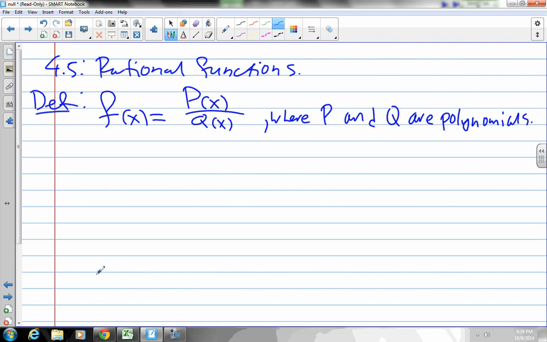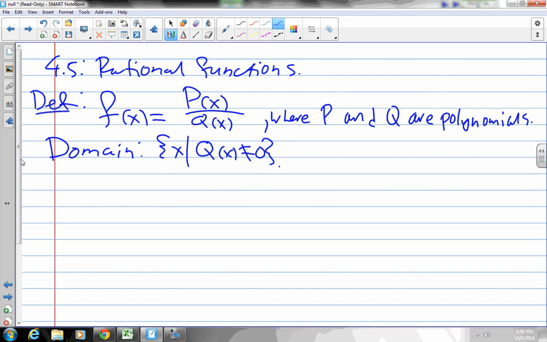So then the domain of this function, the only problem that can occur here is division by 0. So the domain would be all real numbers as long as q of x is not 0. Just the way the q of x is written. There's no mention of reducing p and q first or whatever. Just whatever you see, as long as the denominator is not 0, we're good to go.